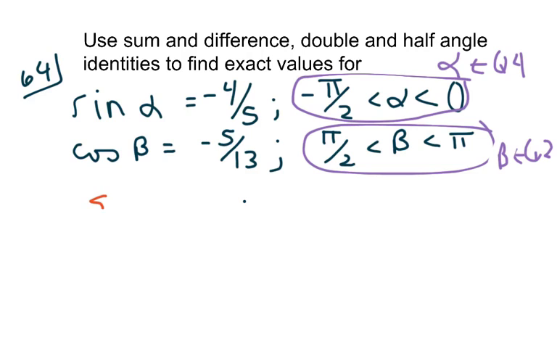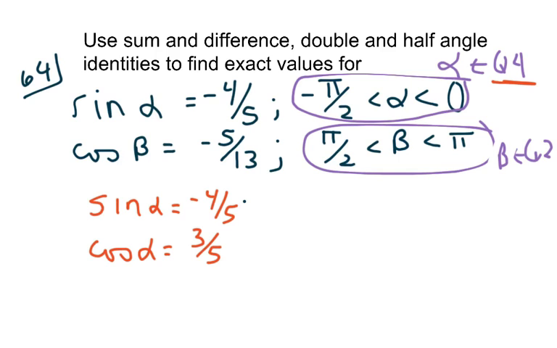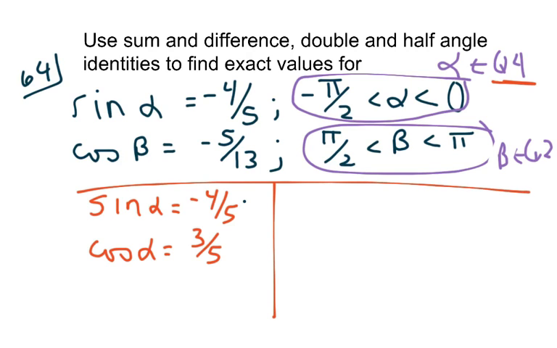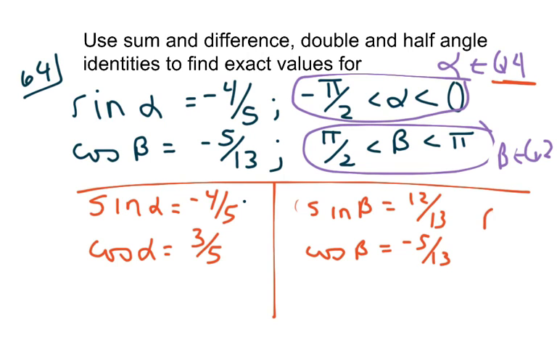So, if sine of alpha equals negative 4/5, then cosine of alpha equals 3/5, based on your triples and the fact that alpha belongs in quadrant 4. Cosine is positive in quadrant 4. Alright, let's do sine first, keep it straight. So sine of beta equals 12/13, and cosine of beta is negative 5/13. That's because beta lives in quadrant 2, and sine is positive in quadrant 2.